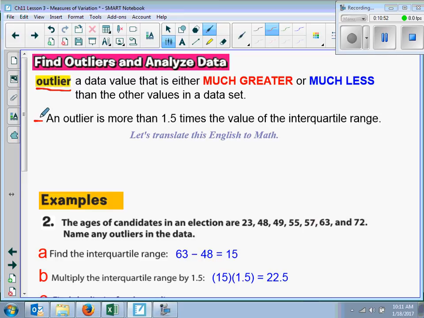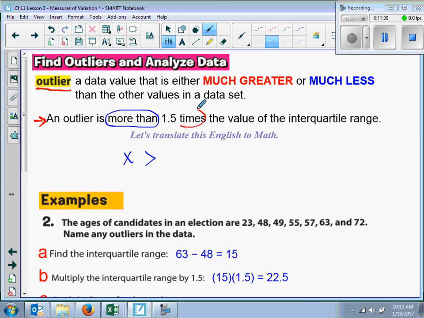See this right here? That's an inequality. That sentence tells me an inequality. So we need to go ahead and translate this English to math. So now we're going to translate. So it says an outlier is more than that. If this is more than that, what kind of inequality is more than going to be? Is that going to be greater than or less than? That's going to be greater than. Very good. So the outlier, I'll just call it X, has to be greater than, what word here tells me an operation?